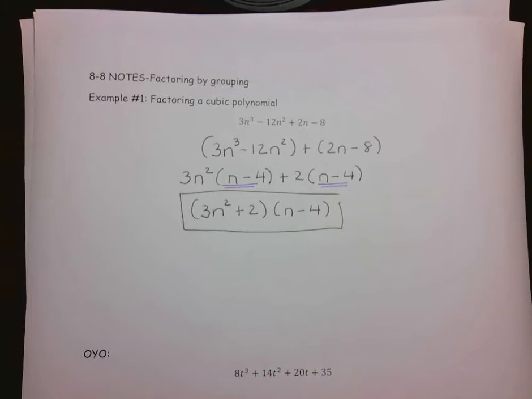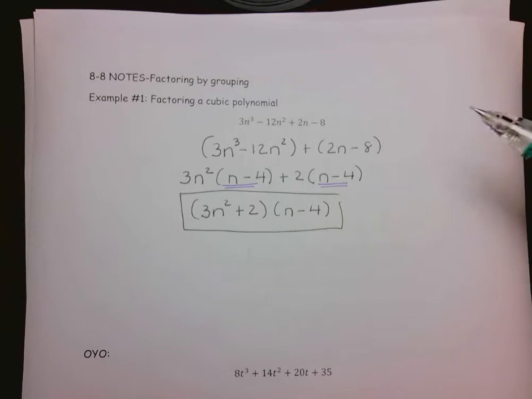This is the video for 8.8 and we are talking about how to factor by grouping. So whenever you have a polynomial that has 4 terms, often you can factor this by a process called grouping. So let me show you how to do this.